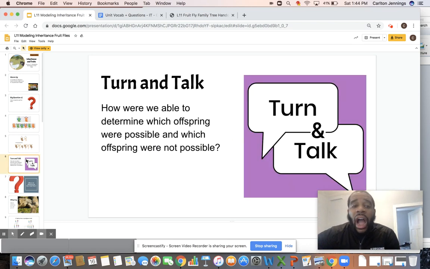So how were we able to determine which offspring were possible and which were not? When we looked at those pictures, what did we use to figure out if the offspring could be possible or not possible? We use their parents. We use our parents to figure out the traits that the child or the offspring might have. The parents make us who we are.